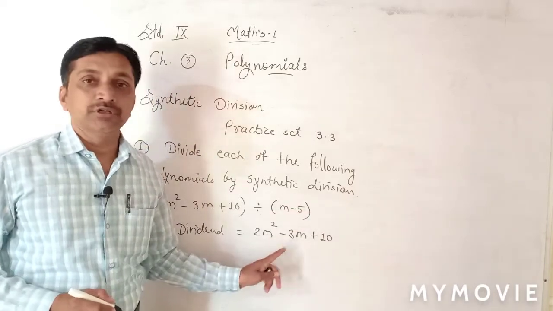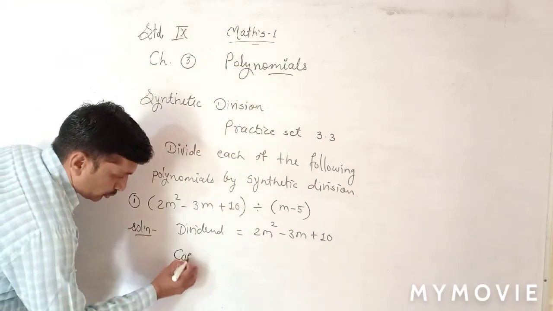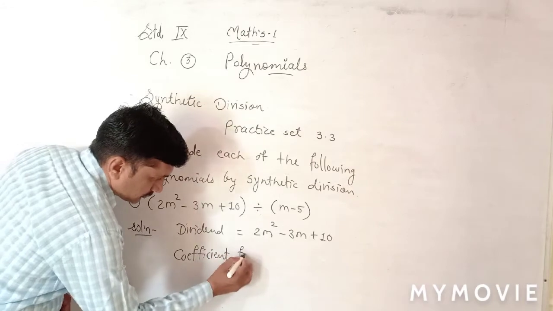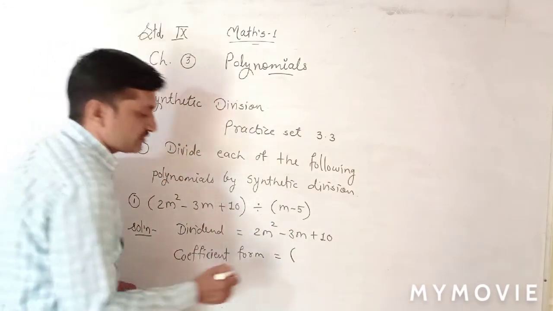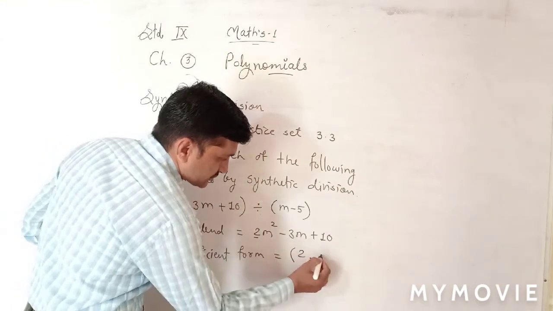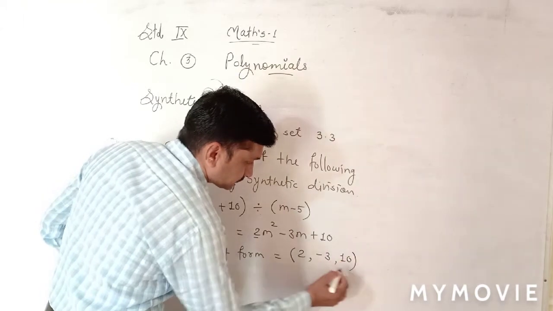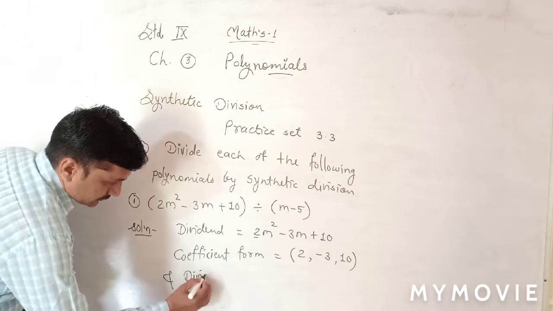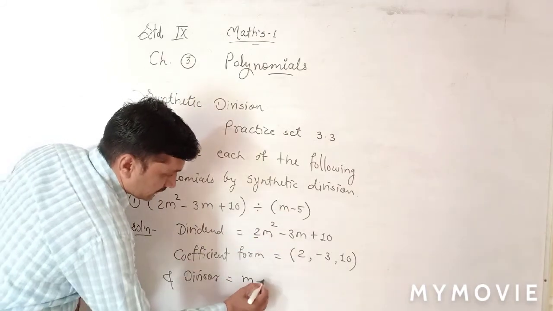Convert this form into the coefficient form. Coefficient form is equal to, now write all coefficients together. Here the coefficient is 2, comma, here the coefficient is minus 3 and here the coefficient is 10. This is the dividend. And the divisor, what is the divisor here? m minus 5. This is the divisor.